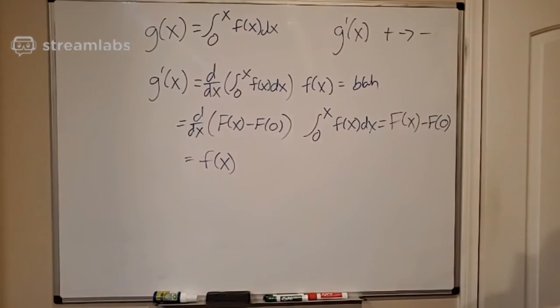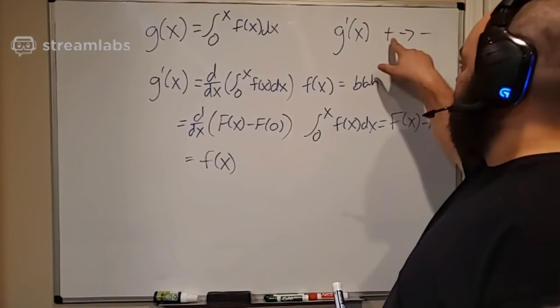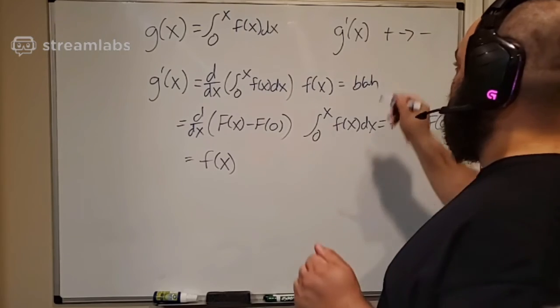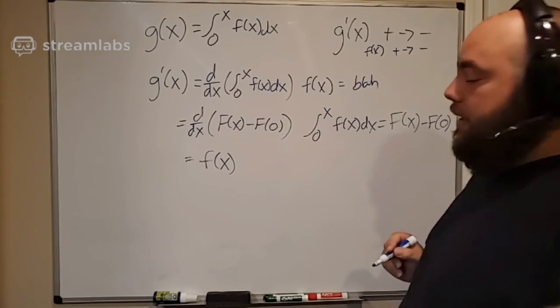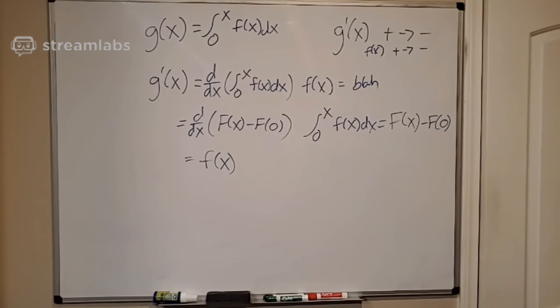So basically, since we need to know where g prime of x goes from positive to negative, we are asking where f of x goes from positive to negative. Now, fortunately for us, this is a lovely graphing calculator question. So you take that function they gave you in the original integral and plug it into your calculator and figure out where that goes from positive to negative. All you gotta do is look at the graph from 0 to pi over 2.